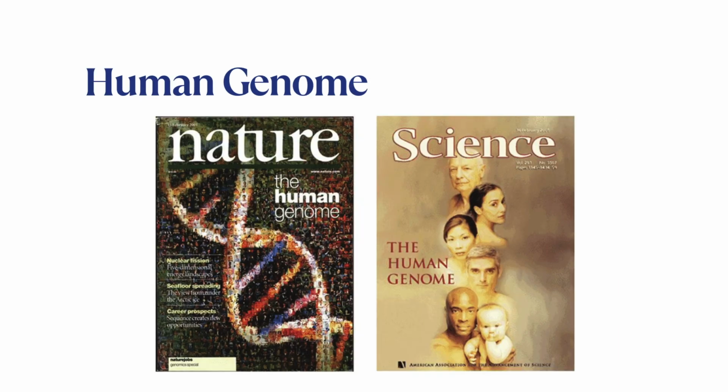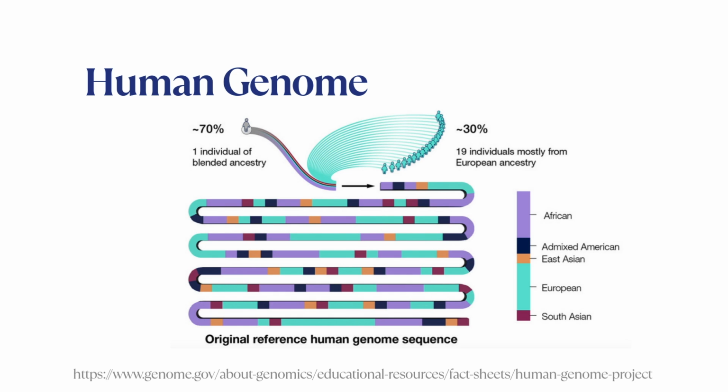contain. In 2001, the first two human draft genomes came out. The public version that the government was funding came out in Nature in February of 2001. A day later, a private version was published in Science by Celera Genomics. The public human genome assembly was made up of a composite of different individuals. In this figure, you can see that most of the genome sequence, about 70%, came from a single individual.